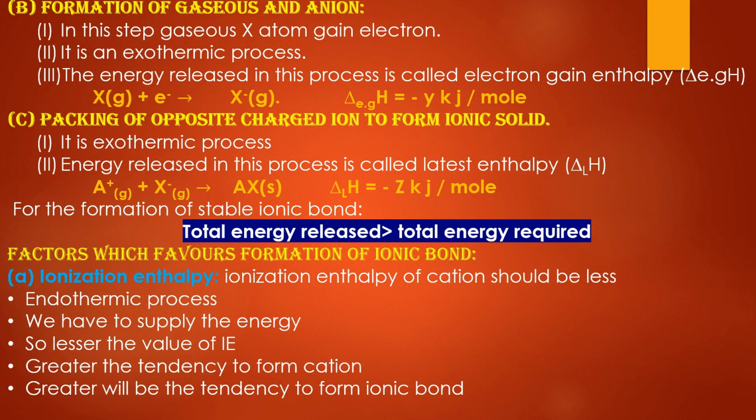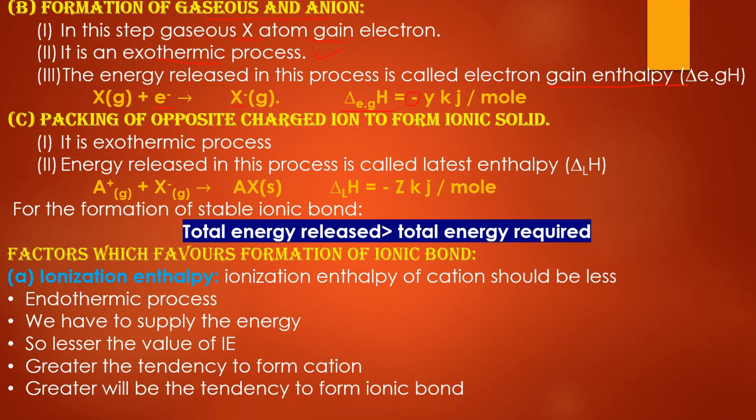Now the second step is formation of gaseous anion. In this step, gaseous atom X, which is actually a non-metal, gains the electron which is lost by atom A, and it is an exothermic process, because whenever an electron is added to a gaseous atom, energy is released. So this process is exothermic, and the energy released is called electron gain enthalpy. So X, when it gains one electron, is converted into X minus, and the energy released is called delta Heg, and this is minus Y kilojoule per mole. The minus sign denotes that energy is released in this process.